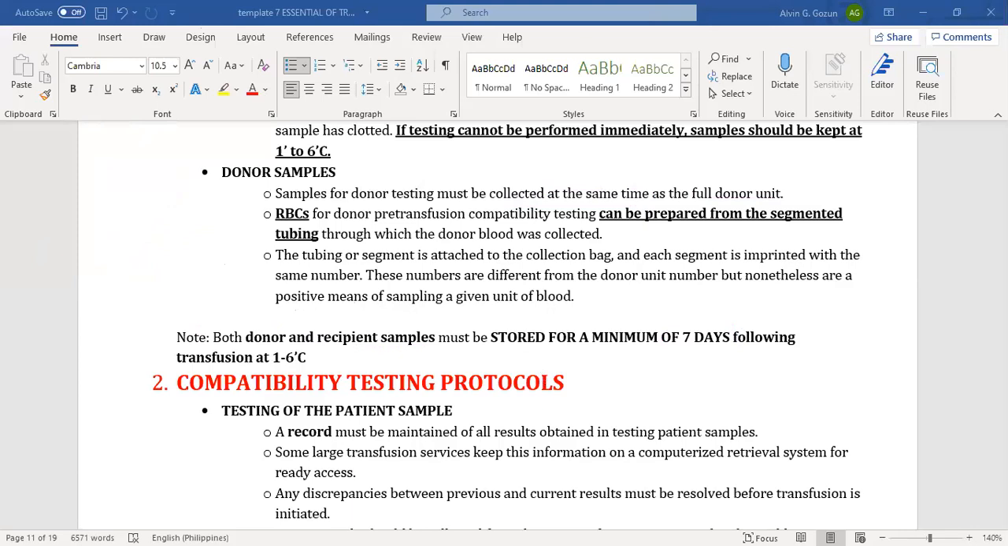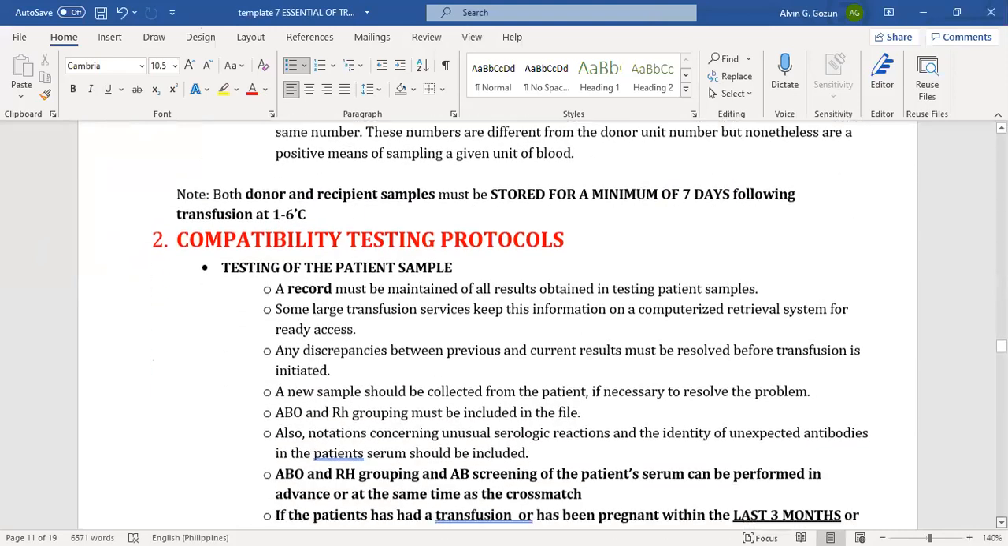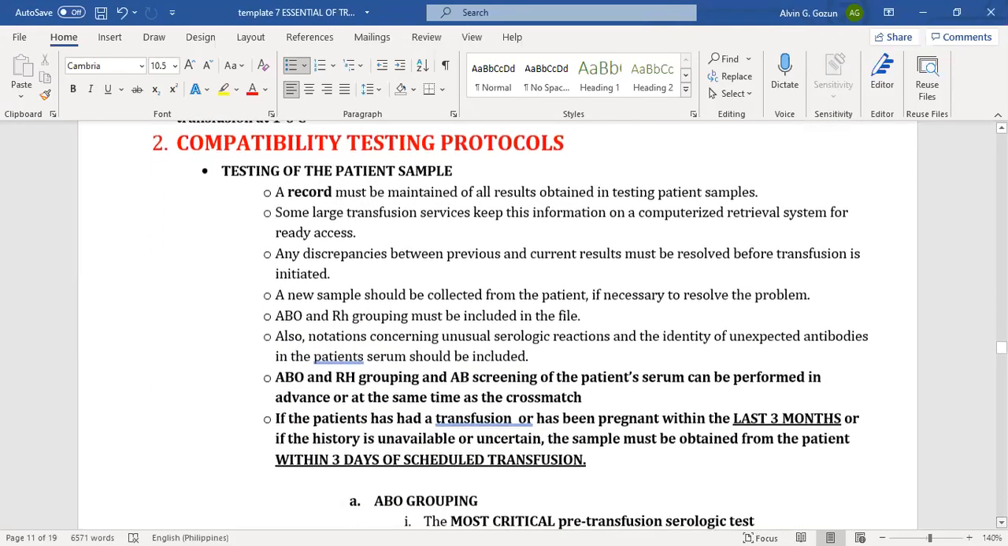Okay, compatibility testing protocols. Testing of the patient sample. Ngayon, itetest na natin yung sample na nakuha natin sa pasyente. Okay, ano ba yung mga tinetest natin doon sa patient?